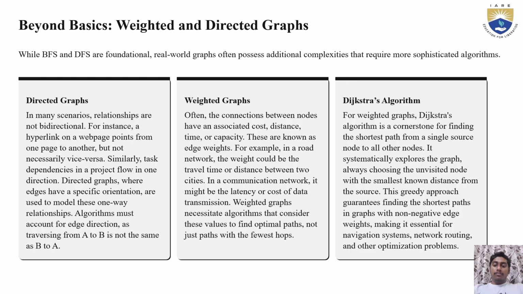Dijkstra's algorithm. For weighted graphs, Dijkstra's algorithm is a cornerstone for finding the shortest path from a single source node to all other nodes. It systematically explores the graph, always choosing the unvisited node with the smallest known distance from the source. This greedy approach guarantees finding the shortest paths in graphs with non-negative edge weights, making it essential for navigation systems, network routing, and other optimization problems. In simple words, Dijkstra's algorithm finds the shortest path with weights, which are distance and cost.